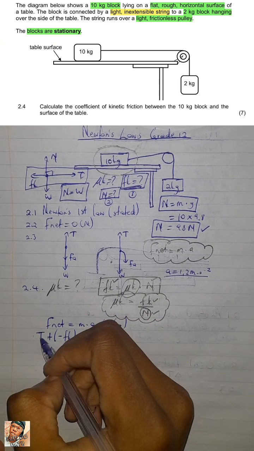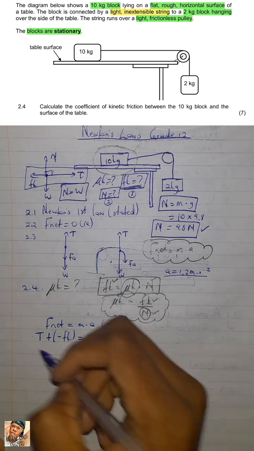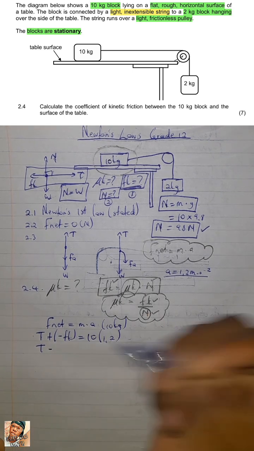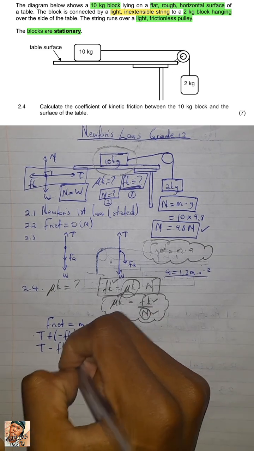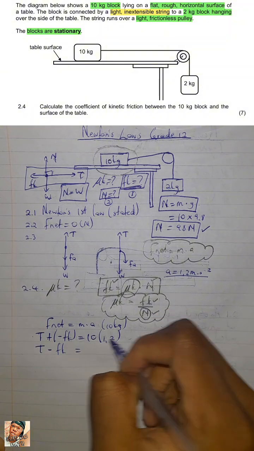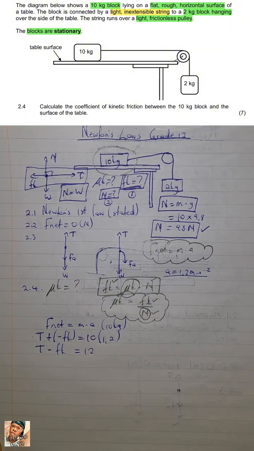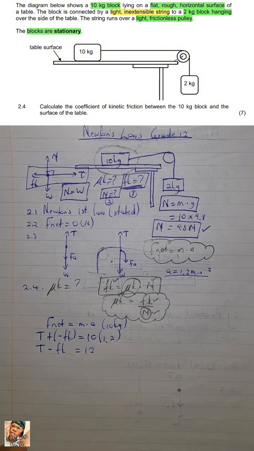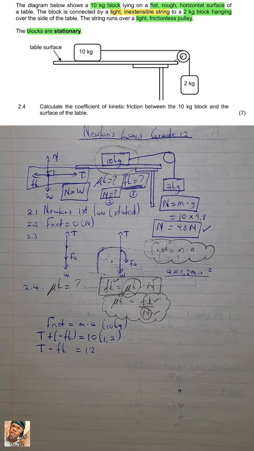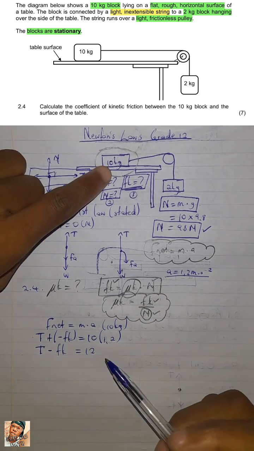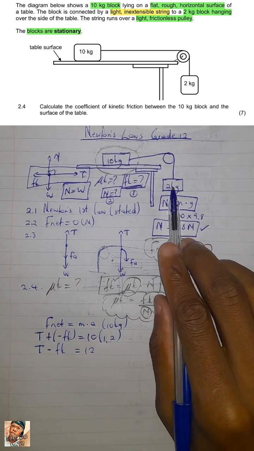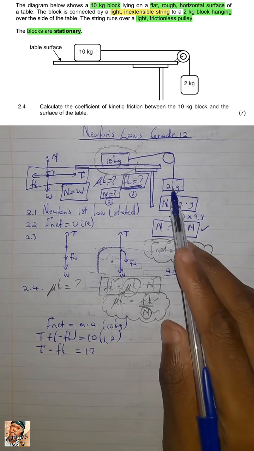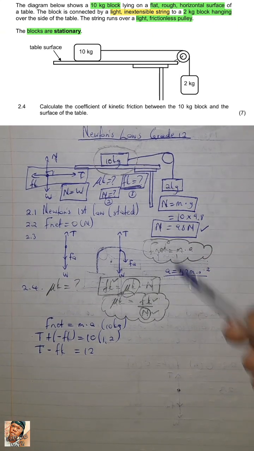Right. So we don't know what the tension is equal to. So tension minus the frictional force is equal to 10 multiplied by 1.2, which is 12. What we are looking for is the frictional force. But what I'm going to do is make T the subject of the formula. Why? Because the tension applies to both the 10 kg block and the 2 kg block. But the frictional force does not apply to the 2 kg block, because the 2 kg block is suspended. It does not experience any friction.